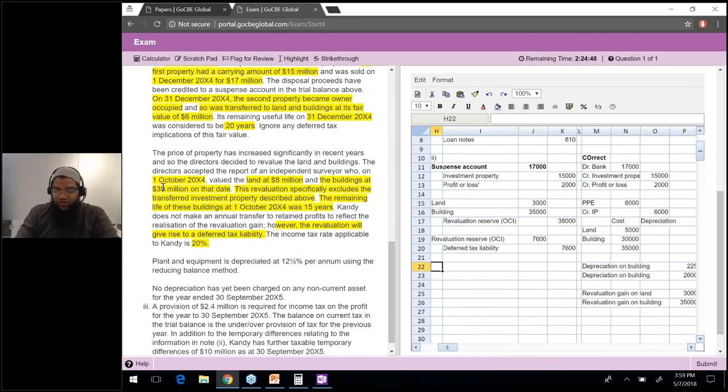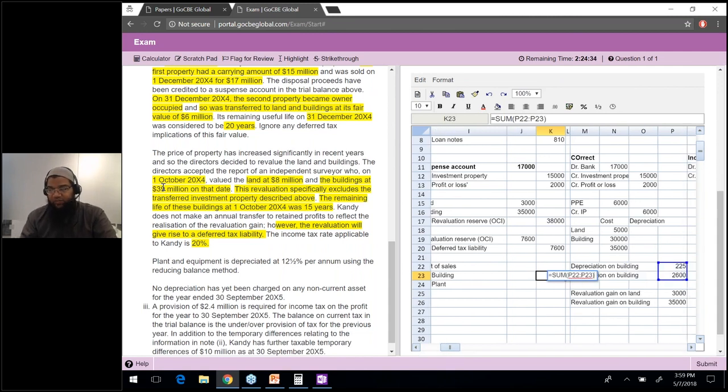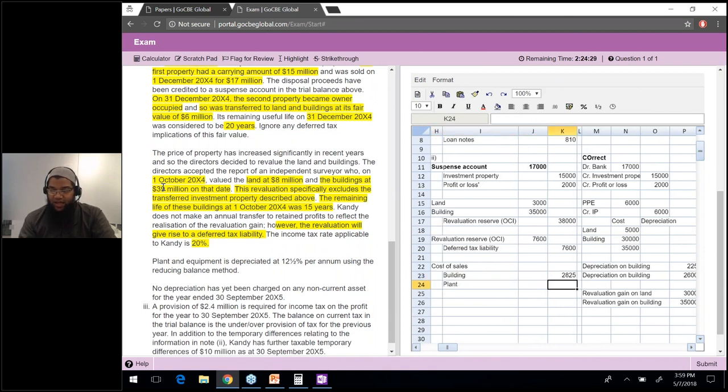So our accounting entry is going to be cost of sales debit and building credit. And we know that the plant will also be depreciated. So the sum of the depreciation of building is going to be 225 plus 2,600, which is 2,825. And we know that the plant will also be depreciated, so I'm writing the sum of building and plant in the cost of sales.